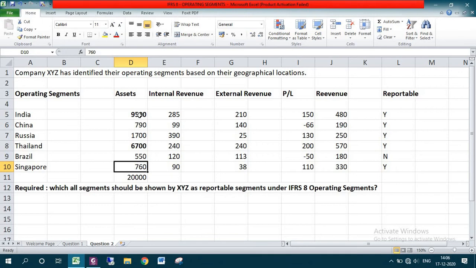Here we check if any of the segments have more than 10% of the total revenue. Let me sum that up. So the total revenue is, we don't take internal revenue or external revenue, we take the total revenue, that is 2,000. So we know if any of the operating segments have revenue of more than 200, then it is a reportable segment. All right, let's see India first. Yes, it is reportable. It has 480, making it bold.